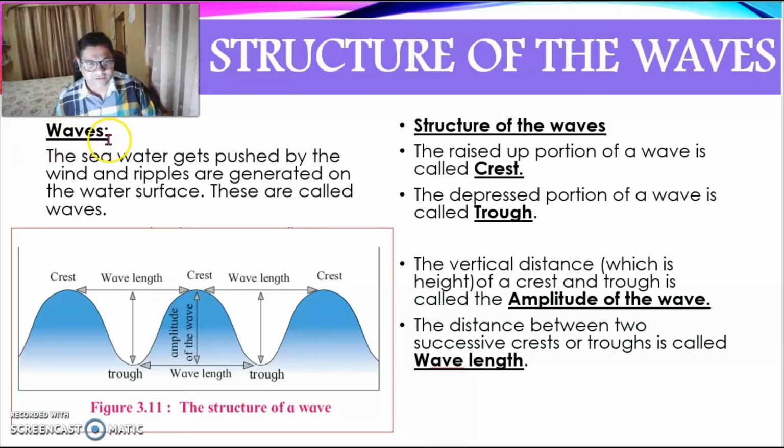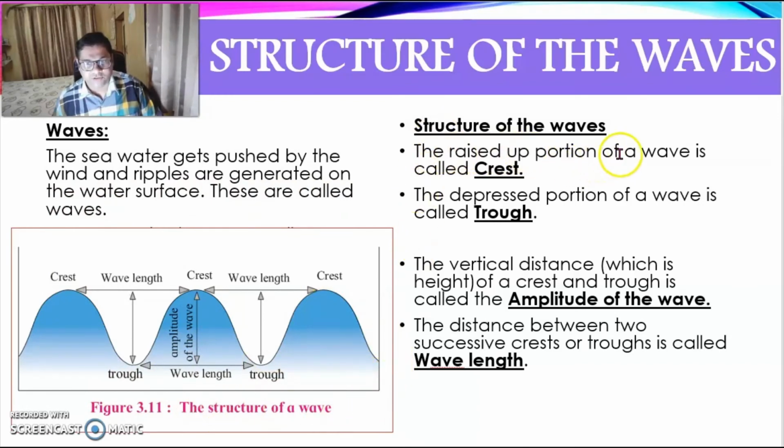Firstly, waves. The sea water gets pushed by the wind and ripples are generated on the water surface. These are called waves. Now let's look at the structure of the wave.